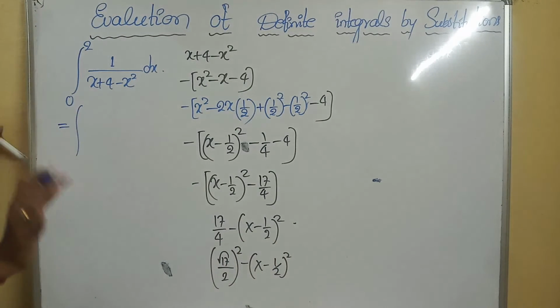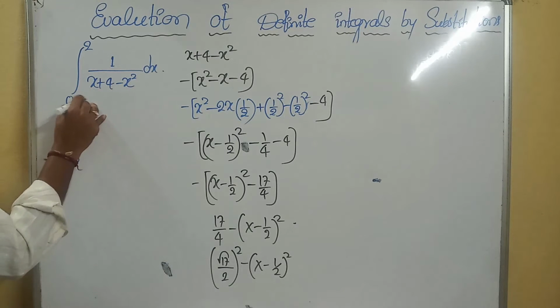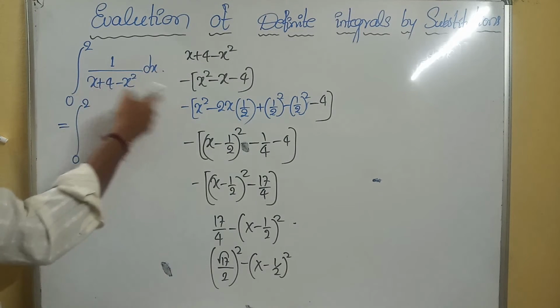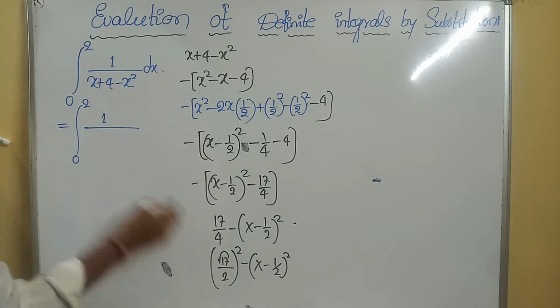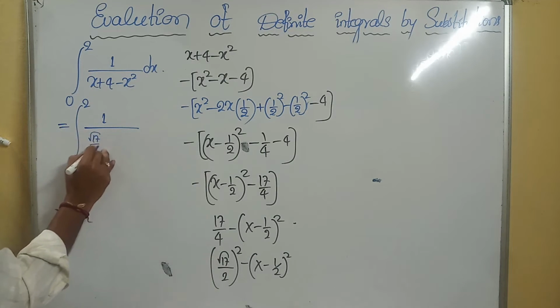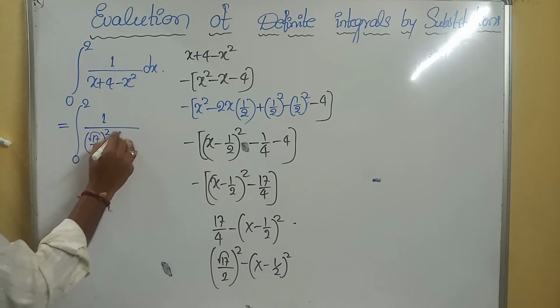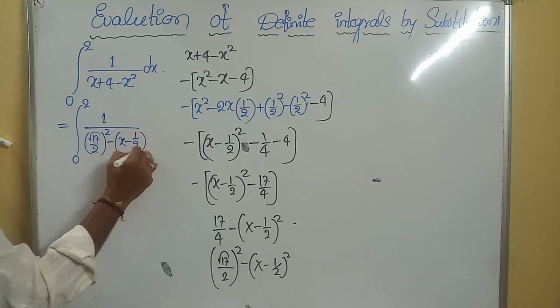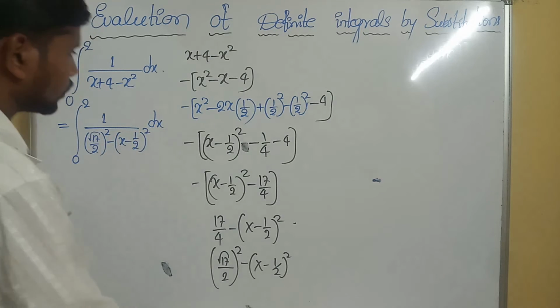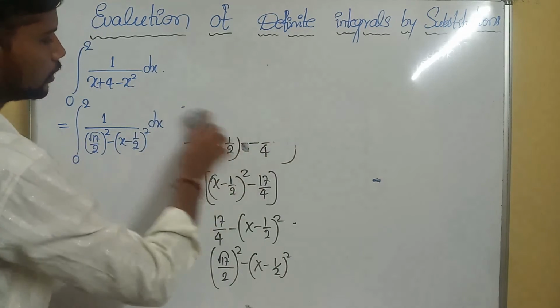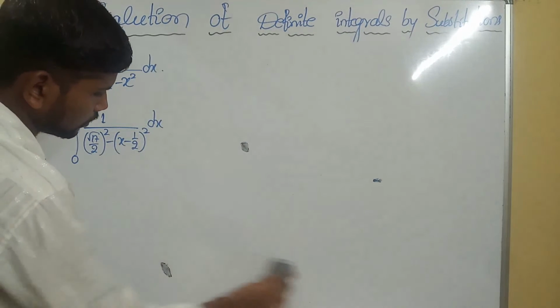I am not changing the variable, I am just adjusting it, completing the square method. I am simplifying it: 1 divided by, in this place I can write (root 17 by 2) whole square minus (x minus 1 by 2) whole square into dx. Got the point clearly? I'd like to continue this part.